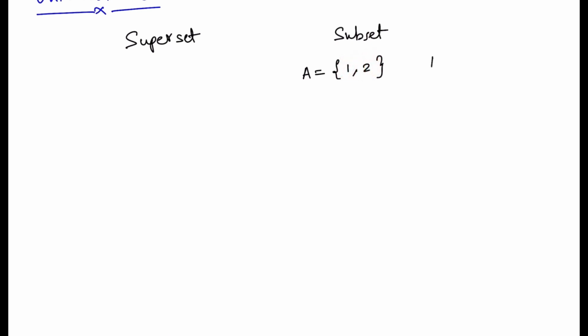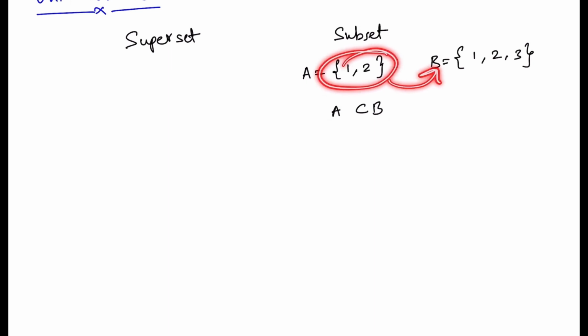And let's say B has three elements. Now I can say A is a subset of B. Why have I said that A is a subset of B? It is because every element of A belongs to B. Whenever every element of a set belongs to another set, then that set is a subset of the other set. Here every element of A, 1 and 2, is there in B. That means A is a subset of B.